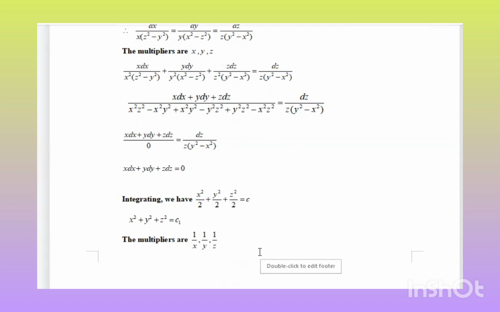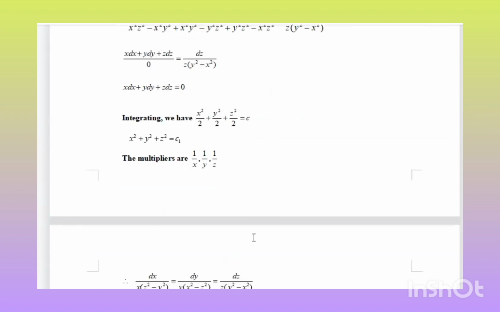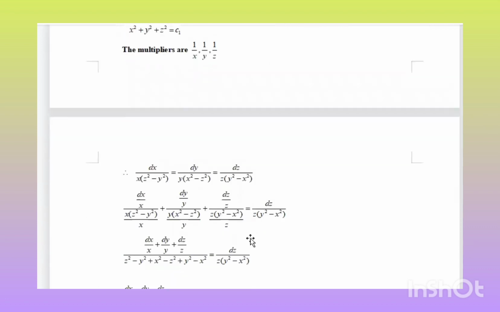Next, I am choosing the multipliers 1 by x, 1 by y, 1 by z, because already we have taken x, y, z. Now we have to take 1 by x, 1 by y, 1 by z. So each term you have to multiply by 1 by x in the numerator as well as in the denominator.